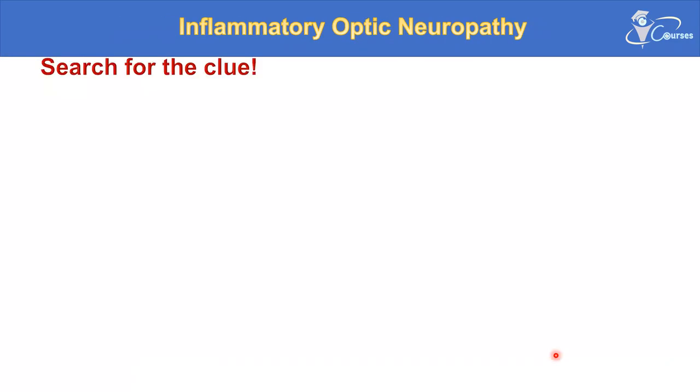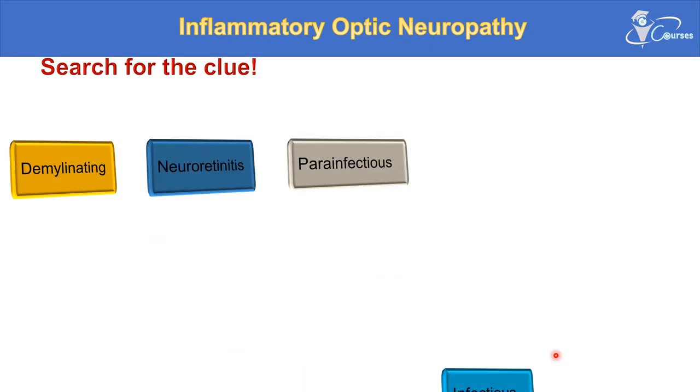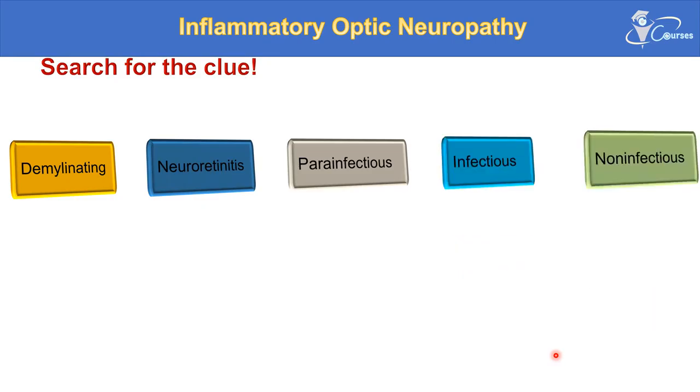So to summarize, the demyelinating optic neuropathies are the most common cause of optic neuropathies, but there are other causes of inflammatory optic neuropathies. To summarize the differences between the different causes, we have the demyelinating, the neuroretinitis, para-infectious, infectious, and non-infectious. The demyelinating is commonest in adults, more common in middle age, and tends to be unilateral. And there is a marked loss of color vision. So these are the key features of demyelinating optic neuritis. Also, the pain is a very important clue in the scenario.